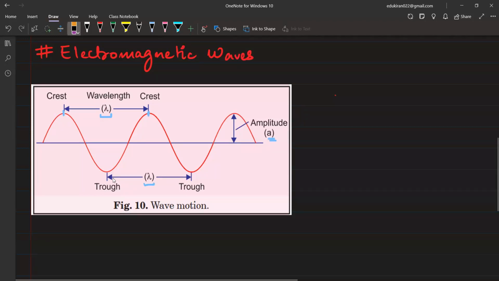Okay. So please write a few terms here and then we will move slowly. Right, number one: wavelength.